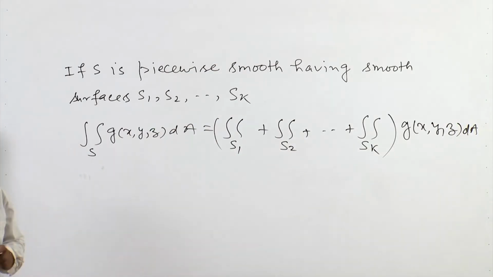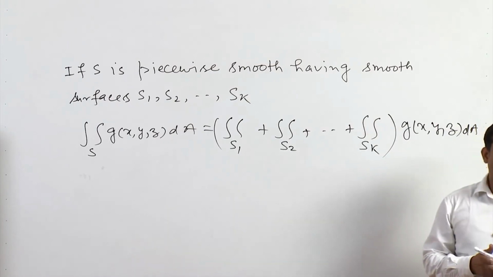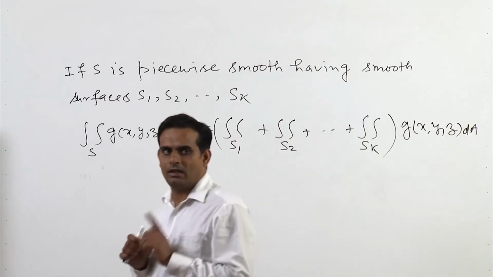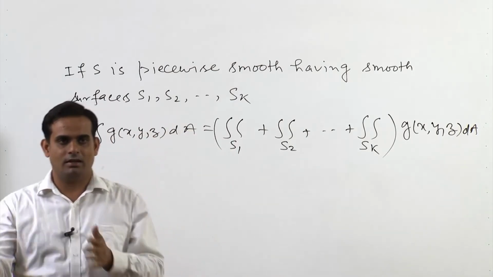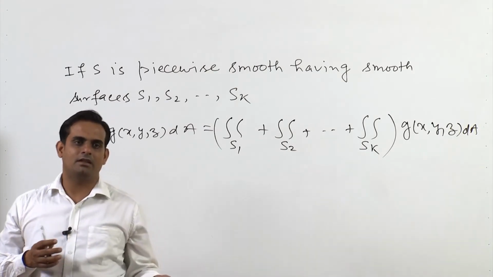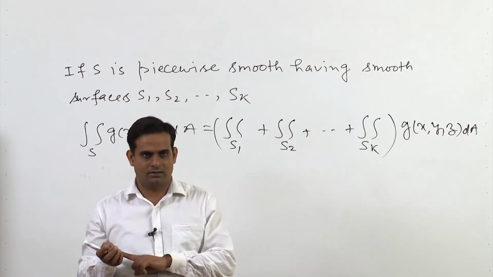For example, if you are having a closed cylinder, then that closed cylinder will be having 3 surfaces, top, bottom and the side surface. So for these 3 surfaces we will evaluate the surface integral separately.